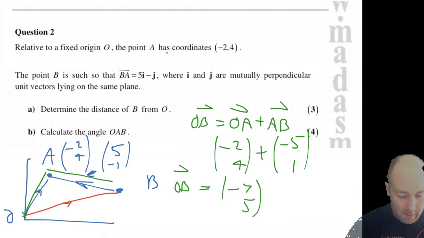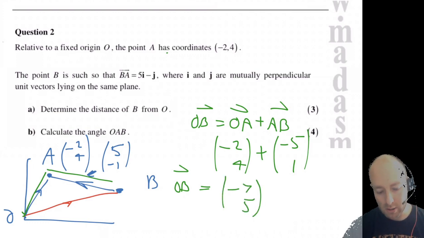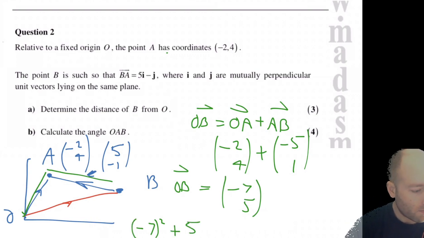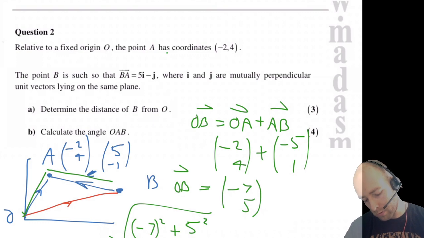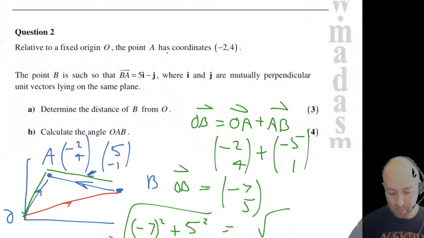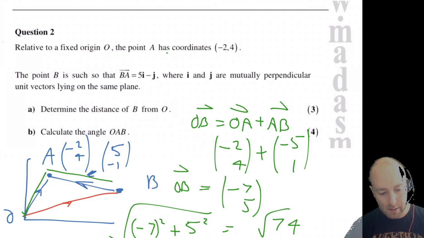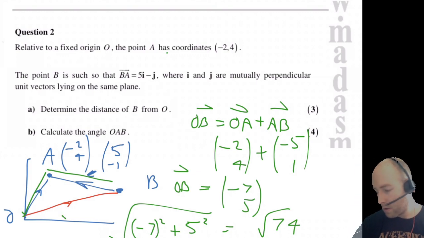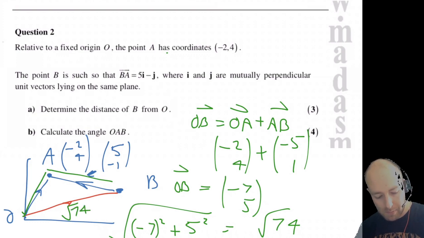And if I want to find the distance of B from the origin, I can just find the modulus of that vector. So -7 squared plus 5 squared, and then square root it. Which gives me root 74. Right, so that's my first bit, that the length of that one there is root 74. Okay, let's make some space so I can do the next bit. So we want to calculate the angle OAB.